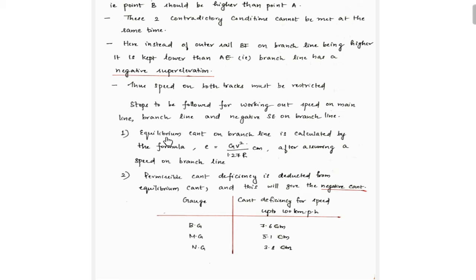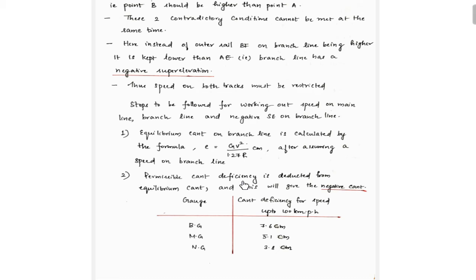First one, the equilibrium cant on the branch line is calculated by the formula E is equal to GV square by 1.27 R. The value you are getting will be in centimeters after assuming a speed on the branch line. So we know the equation for super elevation is GV square by 1.27 R. We can calculate the value of super elevation, or the cant, after assuming a speed for the branch track. Then provide the maximum cant deficiency.